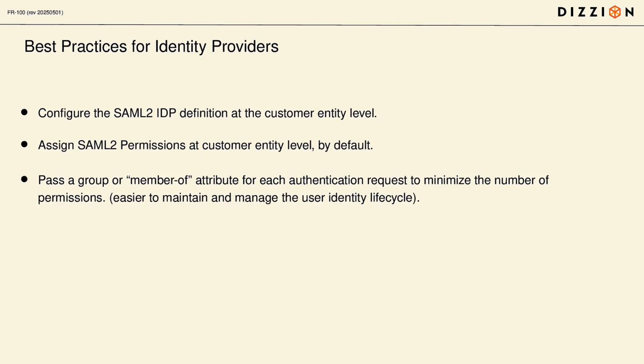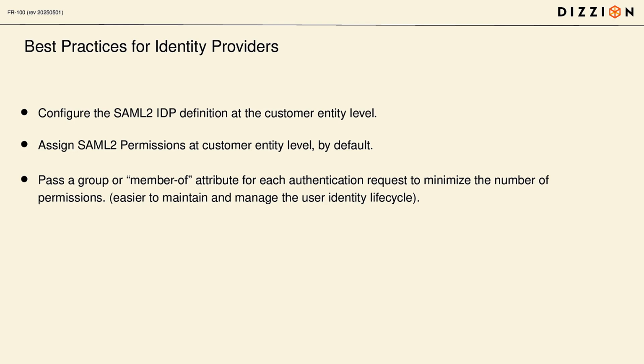Here are a few best practices when planning your access policies. Keep in mind, the needs of your company or use case may vary, and these are only recommendations based on a typical customer deployment. First, configure SAML2 IDP definition at the customer entity level. This will ensure that your users and groups are available to all sub-organizations and accounts within the entire customer hierarchy.